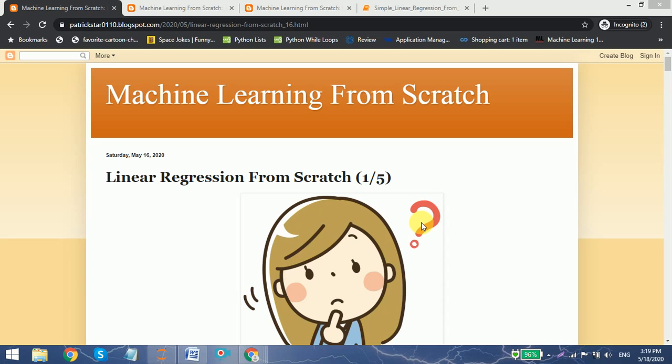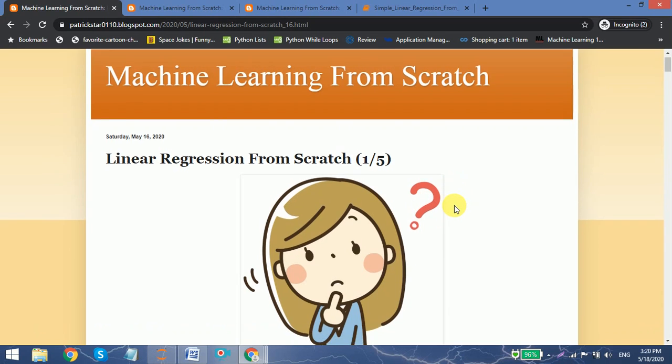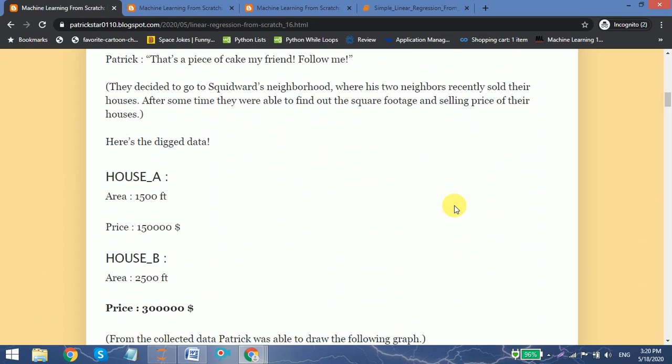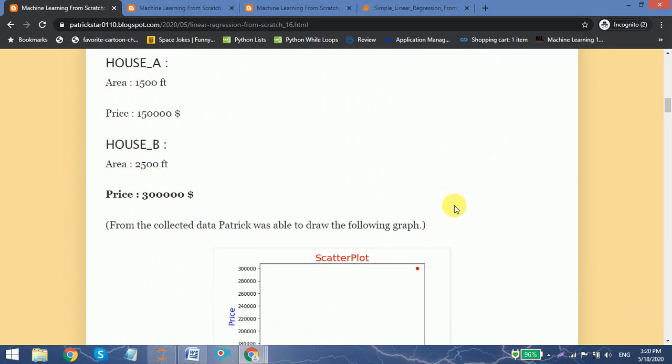So let's take an example here. Okay, here is an example. Suppose you want to sell your house, but you don't know at which price you should sell your house. Here is the problem: if you set the selling price of your house too high, then probably no one is going to buy it. And if you set the selling price too low, then you might face financial loss.